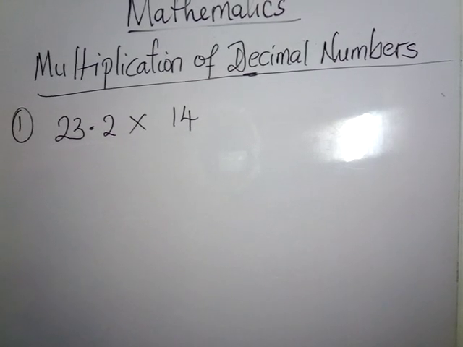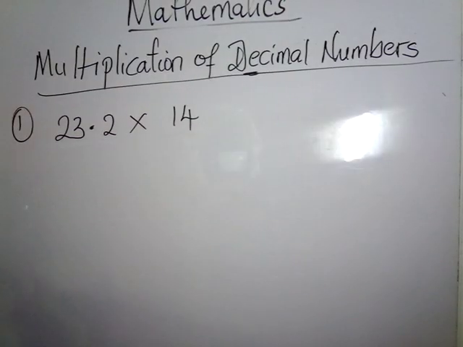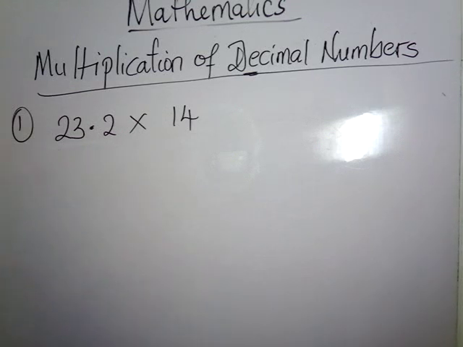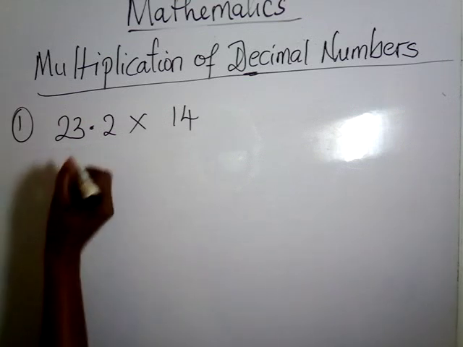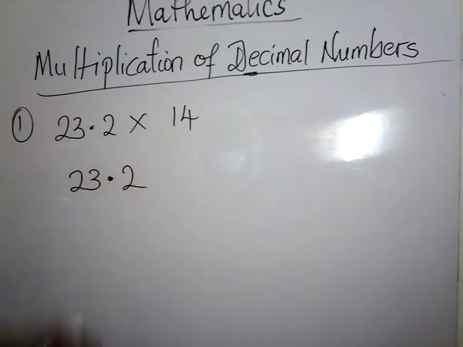Today in our math class, we'll be looking at multiplication of decimal numbers. In our previous lessons, we looked at what decimal numbers are, and we said that they are a combination of whole numbers and fractions. An example is this number here, 23.2.